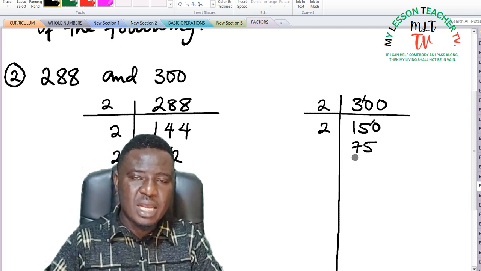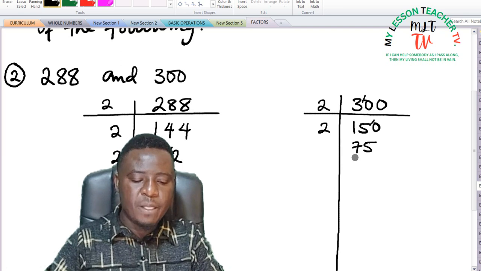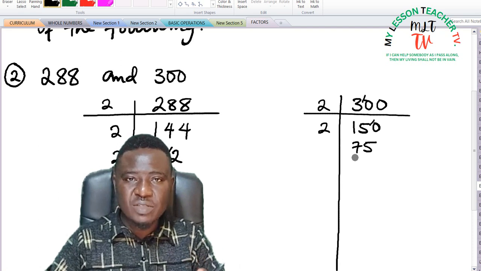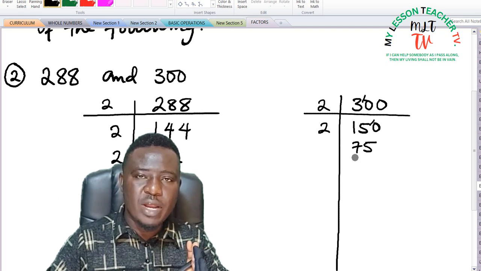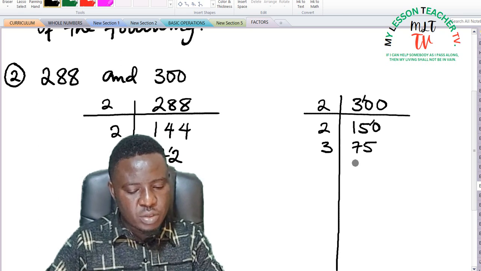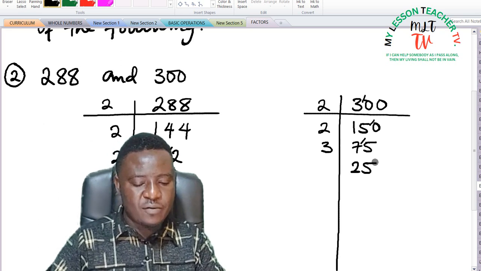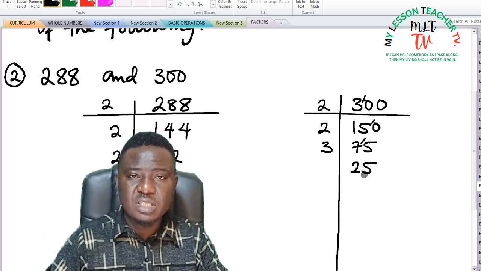Is 75 divisible by 3? Yes, because the condition for divisibility by 3 is that the sum of the digits in that number must be a multiple of 3. 7 plus 5 is 12, and 12 is divisible by 3. It therefore means that 75 is divisible by 3. This condition is only for a number that is divisible by 3. So 3 can go into 75. 3 into 7 is 2 times remainder 1. 3 into 15 is 5 times. Now, can 3 still go? No, because 2 plus 5 is 7, and 7 is not divisible by 3.